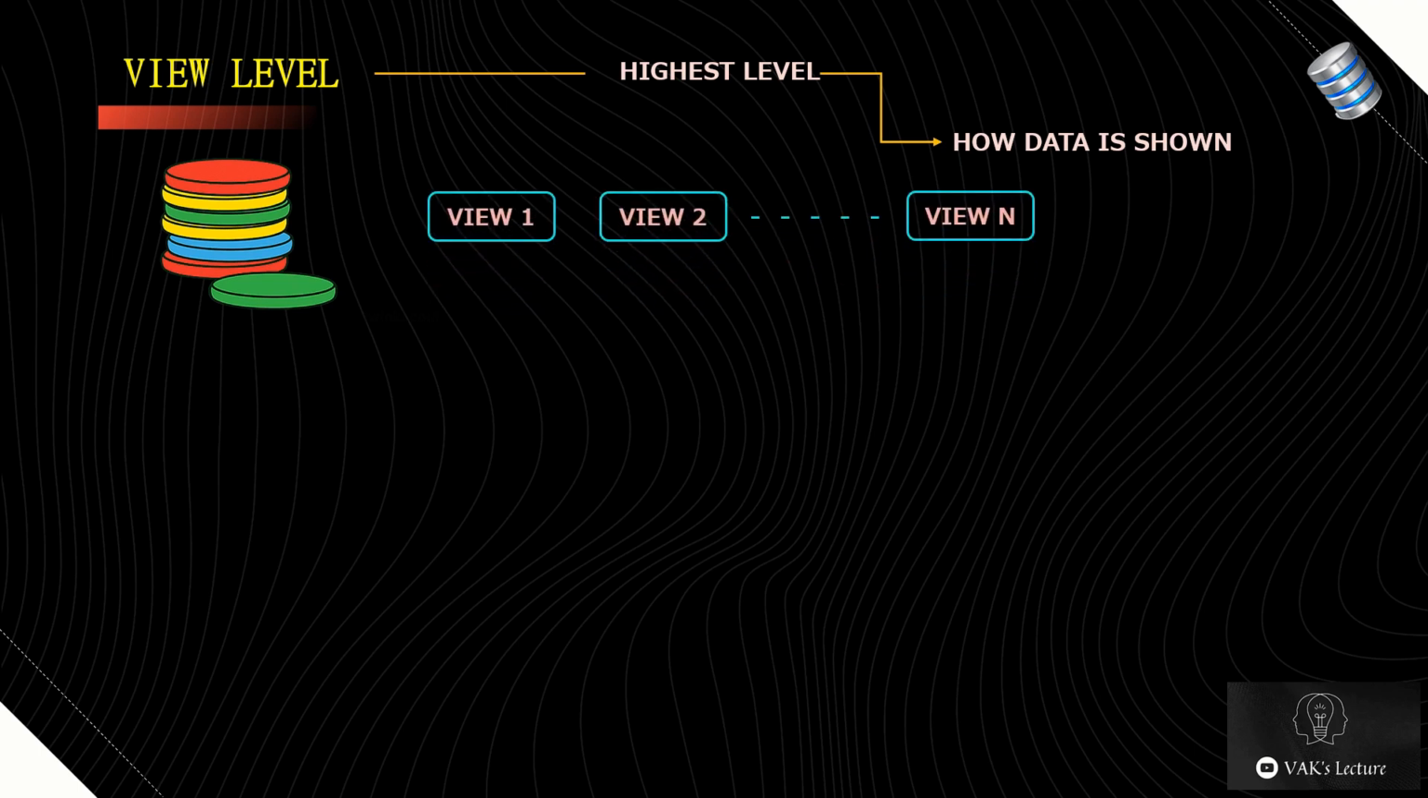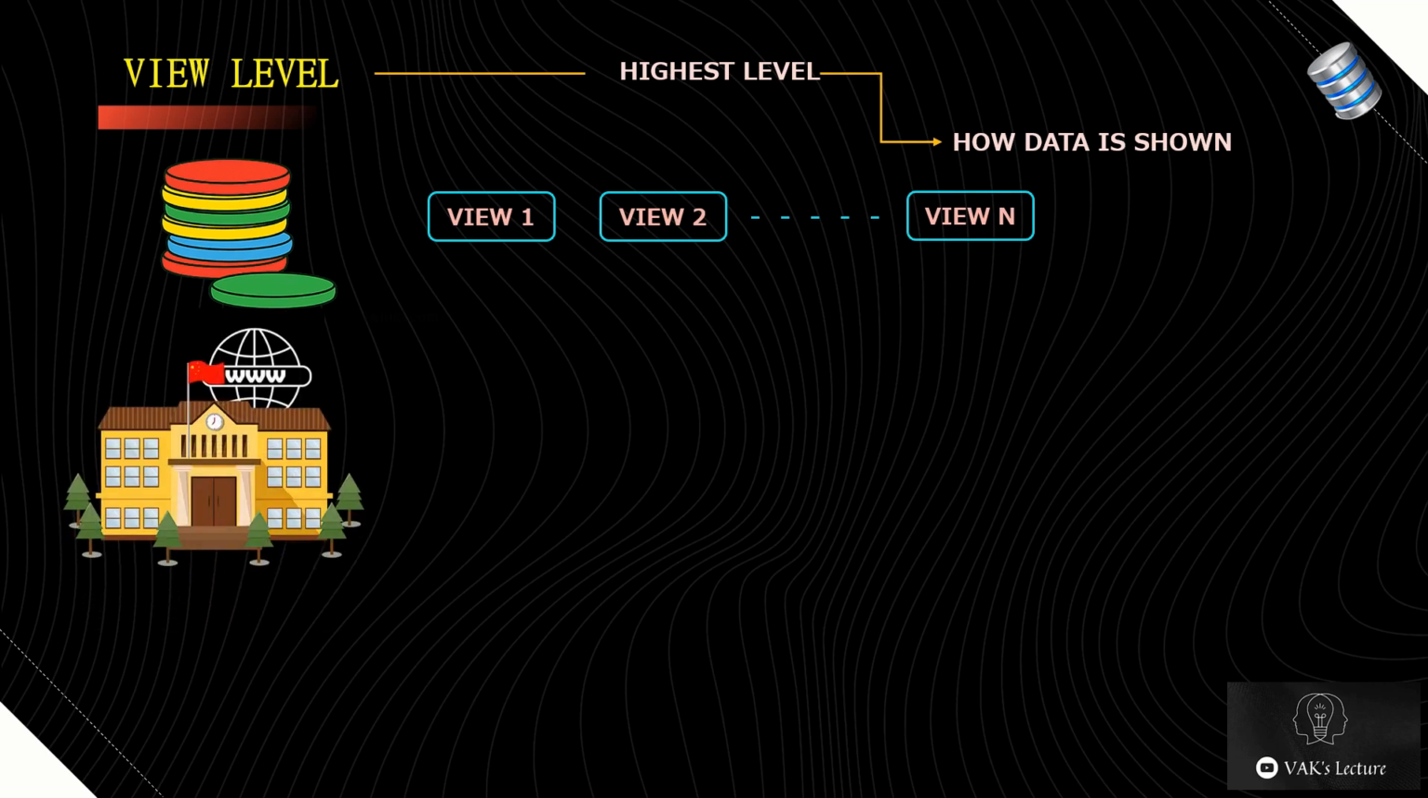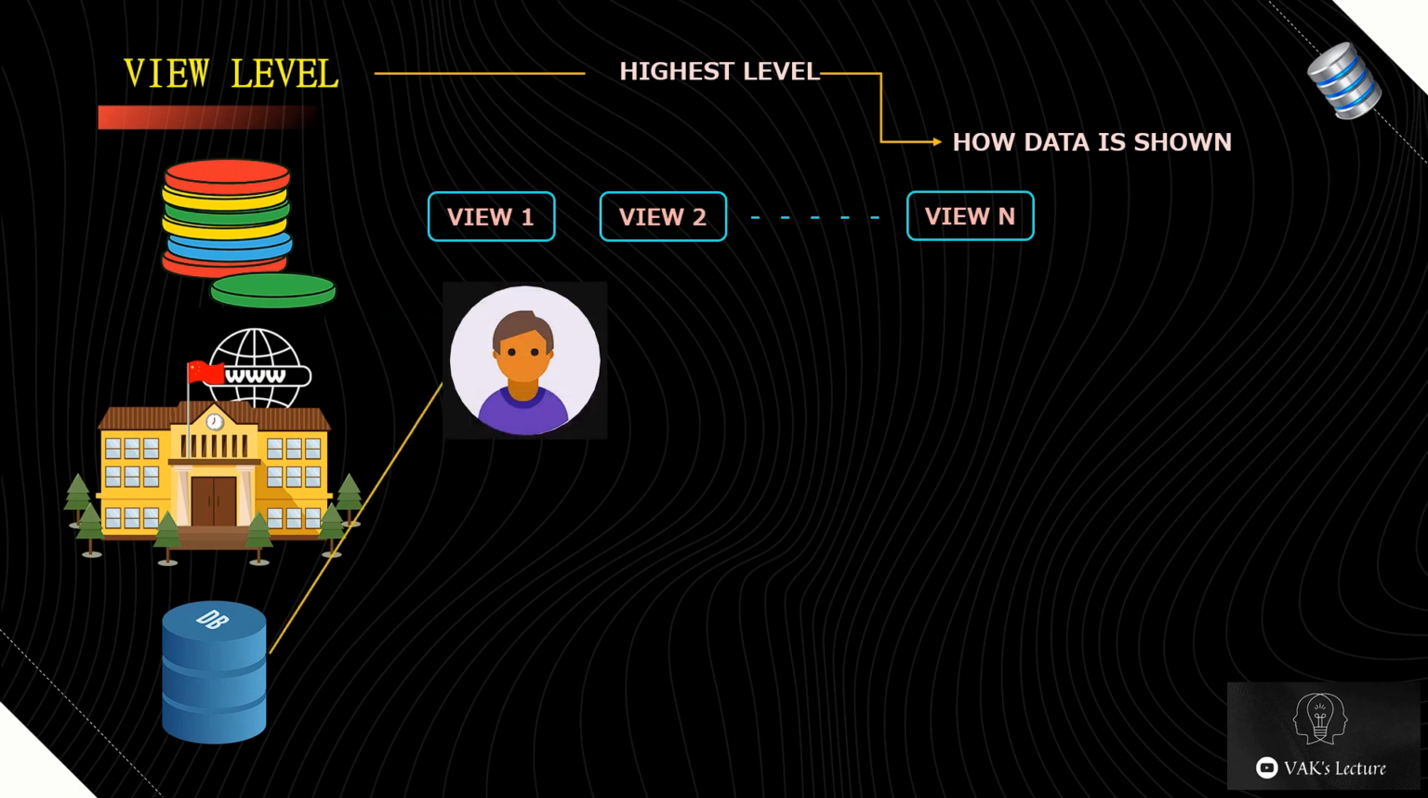Let us understand with an example. Let us say we have a college website through which we can access the college data stored in the college database. If the user is a student, then the user will see his personal details like name, address, mobile number, or fee details or course details, etc. This will be the student's view.